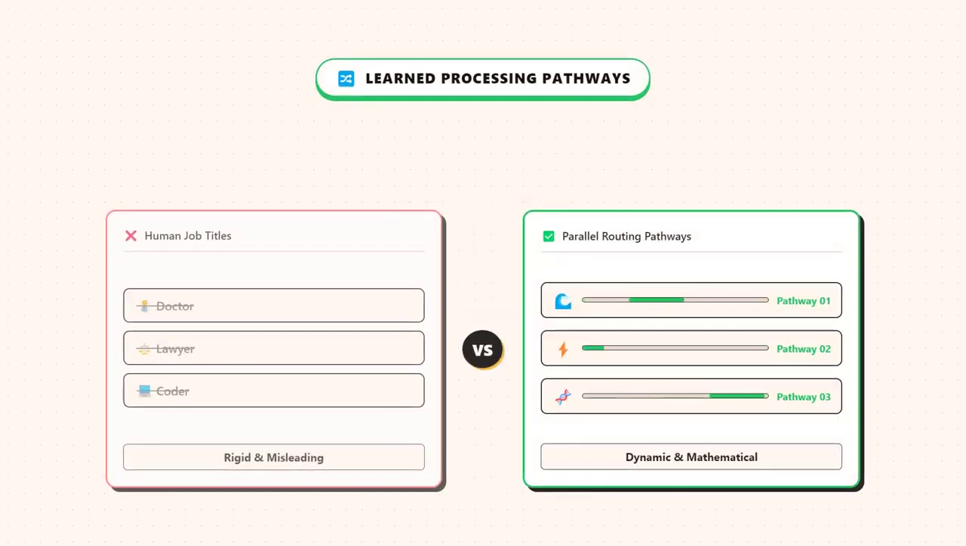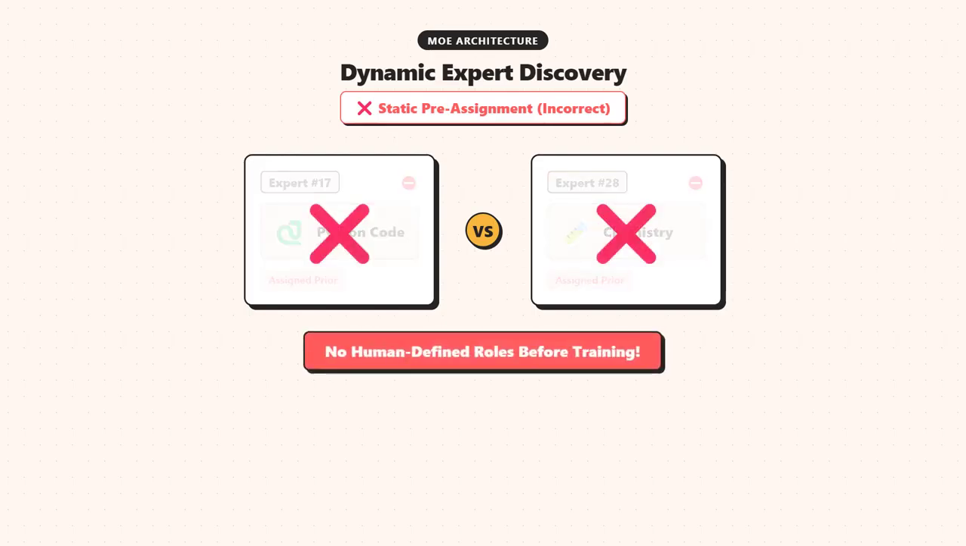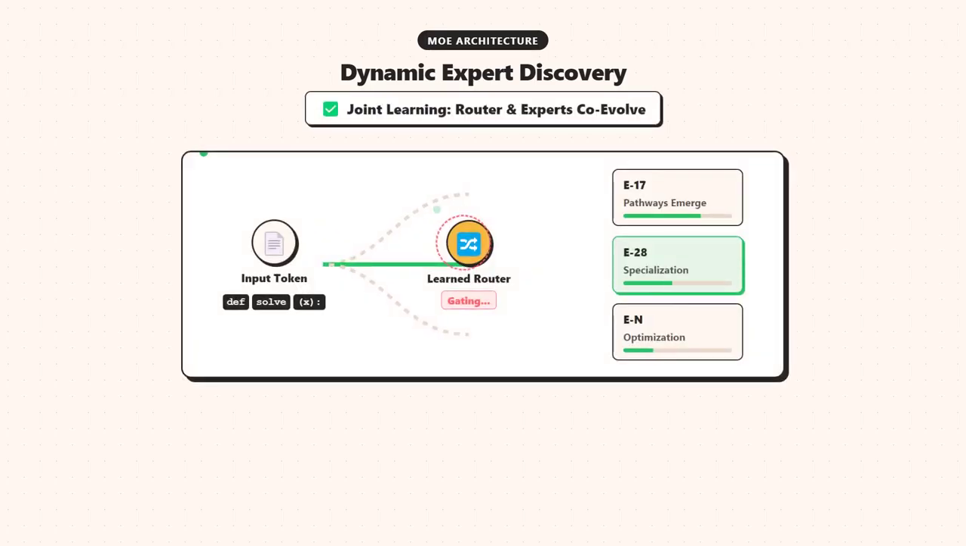So it is safer to think of experts as separate learned processing pathways rather than a clean list of human job titles. The model discovers how to use those pathways during training. Researchers do not normally assign expert number 17 to Python and expert number 28 to chemistry before training begins. The router and experts learn together.